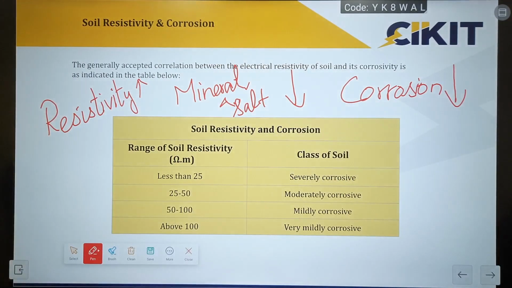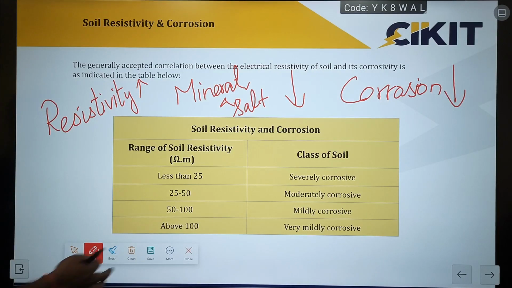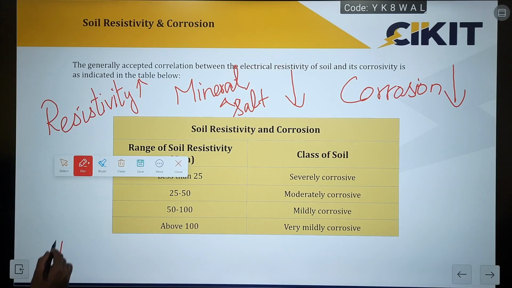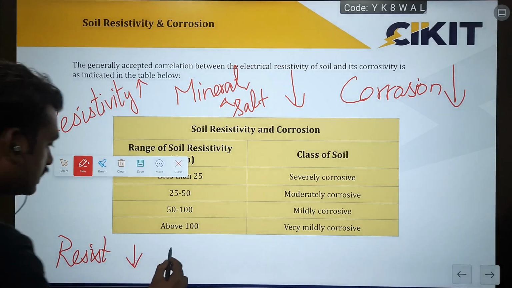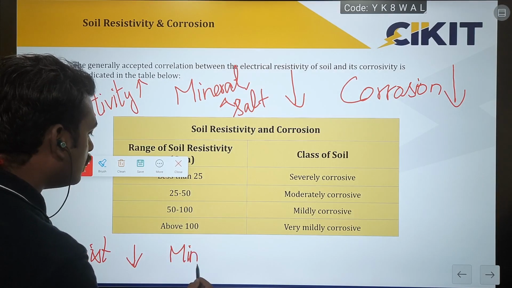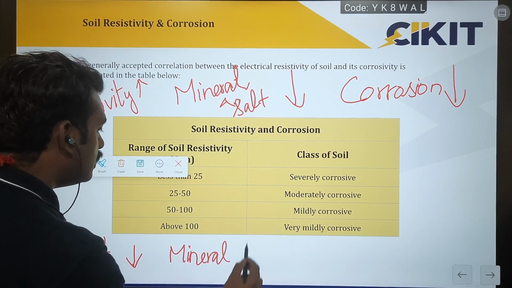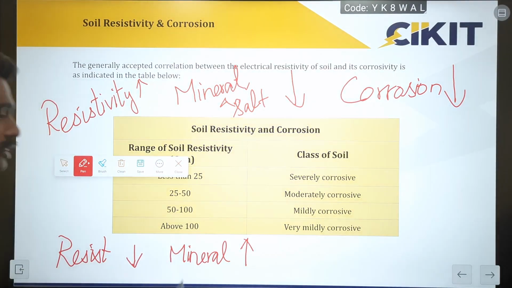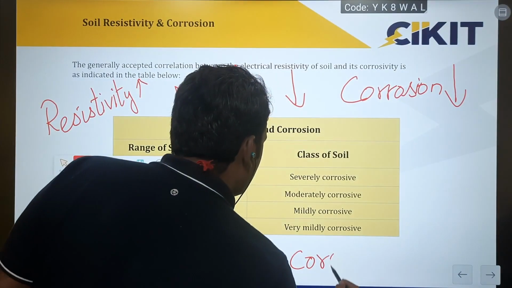In the other case, if the resistivity value is very low, it means that the minerals and salt in that particular soil condition are very high. Because of these minerals and salt, the corrosion also will be very high.